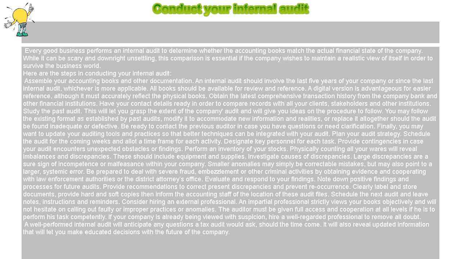Investigate causes of discrepancies. Large discrepancies are a sure sign of incompetence or malfeasance within your company. Smaller anomalies may simply be correctable mistakes, but may also point to a larger, systemic error. Be prepared to deal with severe fraud, embezzlement, or other criminal activities by obtaining evidence and cooperating with law enforcement authorities or the district attorney's office.